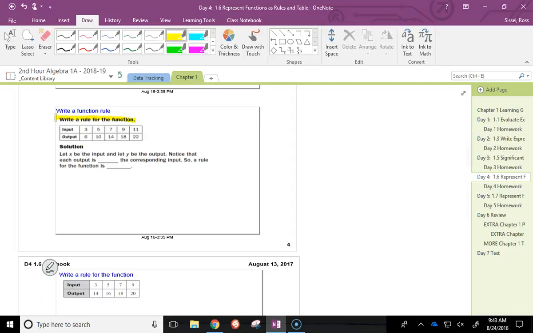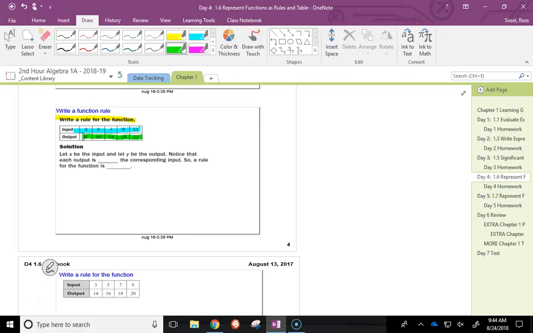We see that the input was 3, 5, 7, 9, and 11, or we can call that our domain. And then our output, or we can call it our range, is 6, 10, 14, 18, 22. We have to see what the relationship is between the two. I always check for addition first. So 3 to 6, 3 plus 3 equals 6, but 3 plus 5 does not equal 10. So it does not work.